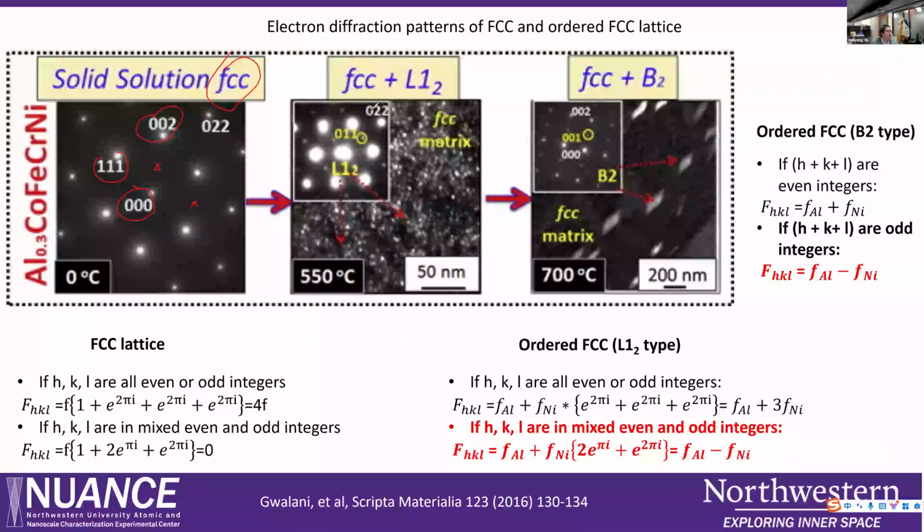And for the L12, the ordered one, you see some weak spots here, weak spots here. And if you have a B2 structure, it is another one. This is the ordered B2 structure. You can see all of them, but they are still weak.